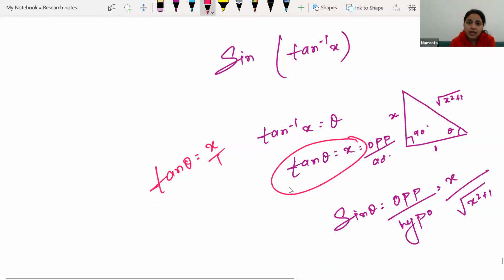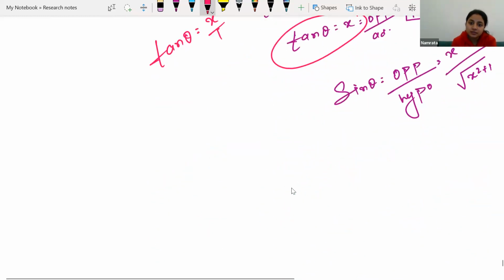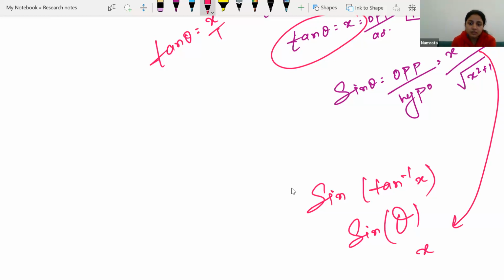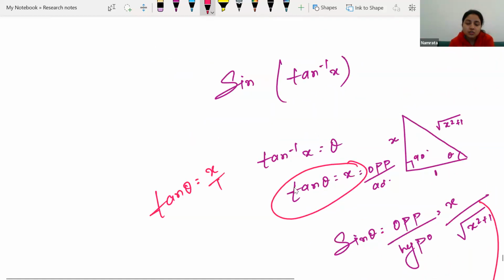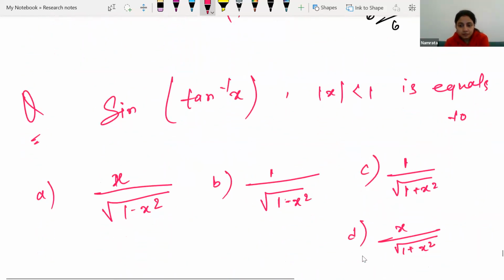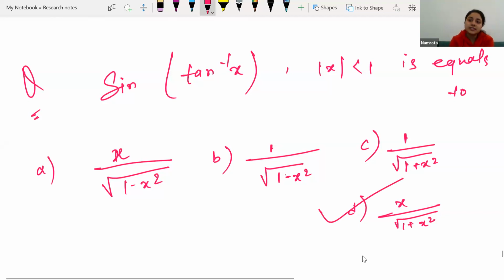So we have sine of tan inverse x. Tan inverse x I assumed as theta, which became sine theta, and sine theta we found as x by under root x square plus 1. Let's check whether this option is there or not. Yes, option number 4.